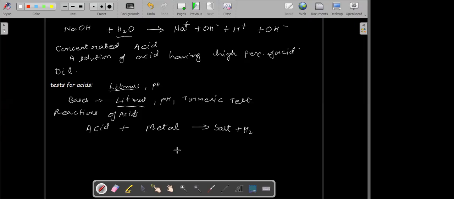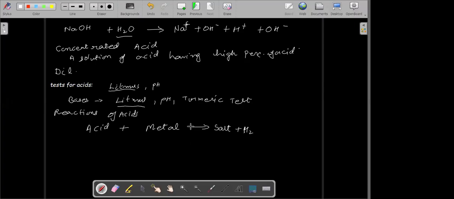Why can't they evolve hydrogen? Because they are good oxidizing agents. Sorry, I spoke it wrong. Magnesium and manganese, you are studying nitric acid. The nitric acid on reaction with the metal does not evolve hydrogen gas. The reason being that the nitric acid itself is a strong oxidizing agent. So it oxidizes the hydrogen to water, and therefore there is no liberation.